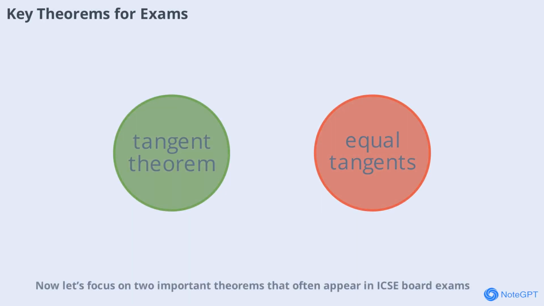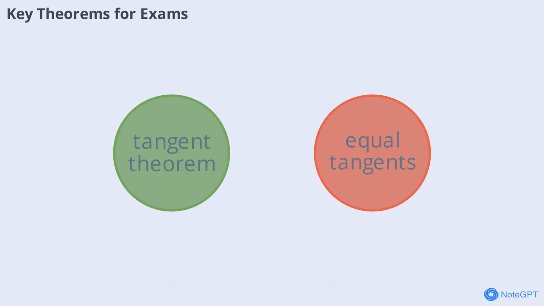Now let's focus on two important theorems that often appear in ICSE board exams. First, the tangent at any point of a circle is perpendicular to the radius at the point of contact. Second, the lengths of two tangents drawn from an external point to a circle are always equal. These theorems are not just theoretical, they're practical tools for solving a variety of problems. Make sure you understand their statements and can apply them in proofs and numerical questions. Mastering these will give you a strong edge in your mathematics exam.